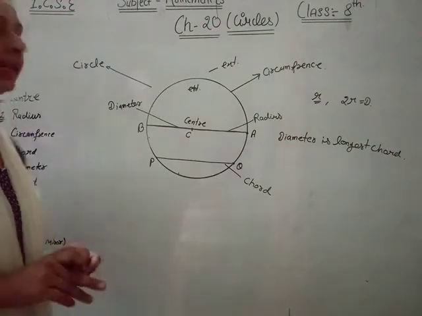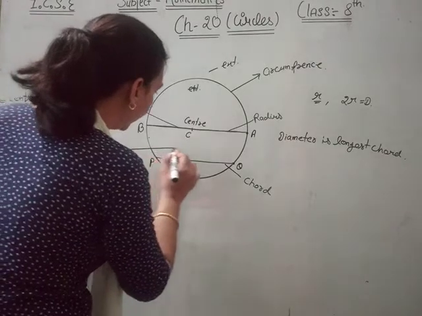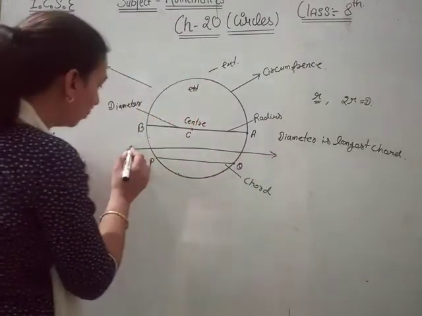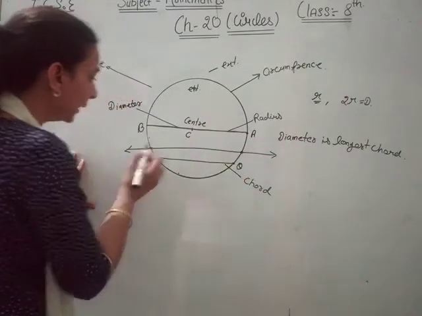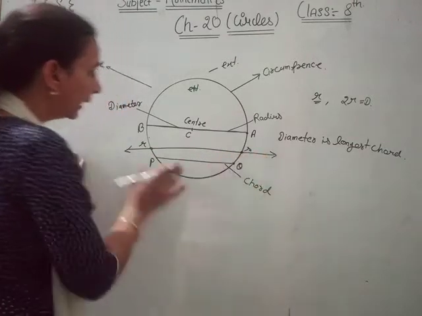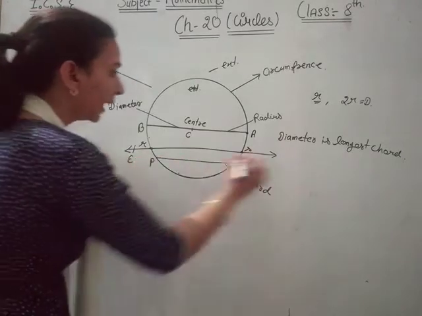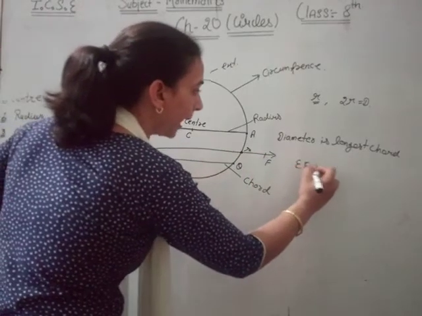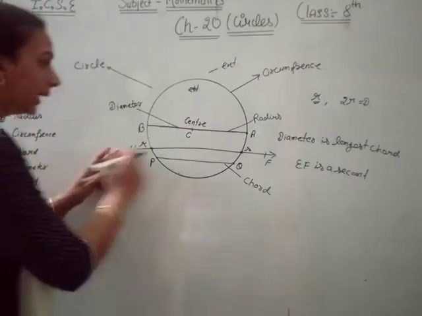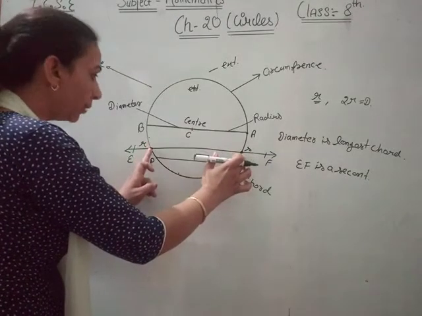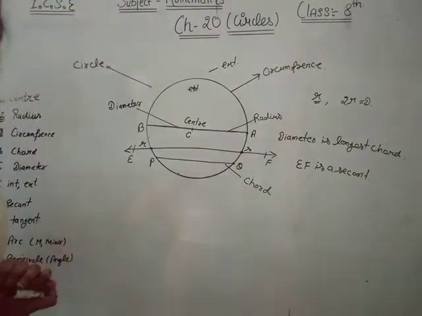What is a secant? Students, a secant is a line which intersects the circle at 2 points. This is a line intersecting the circle at 2 points, like these points R and S. This is a line segment, but this complete one is a line, like this point E and this point F, then EF is a secant. EF is a secant, a line which intersects the circle at 2 points, that is a secant. Then EF is a secant of the circle.